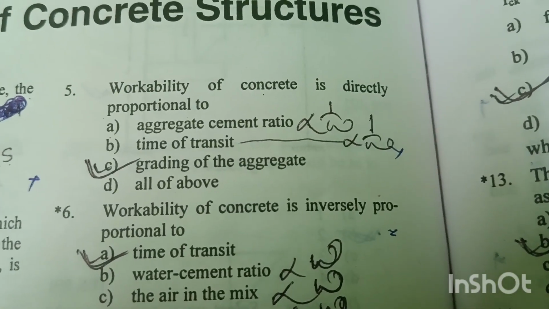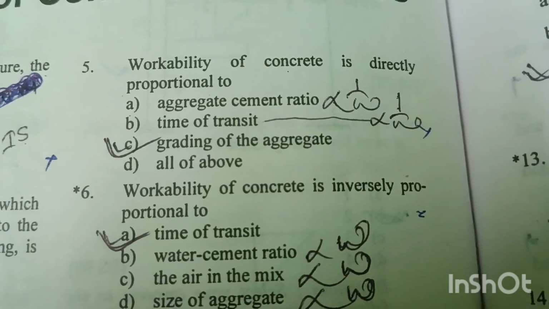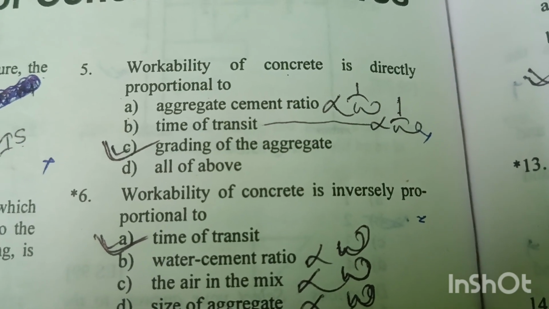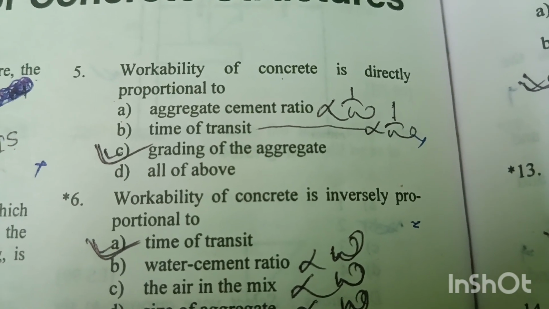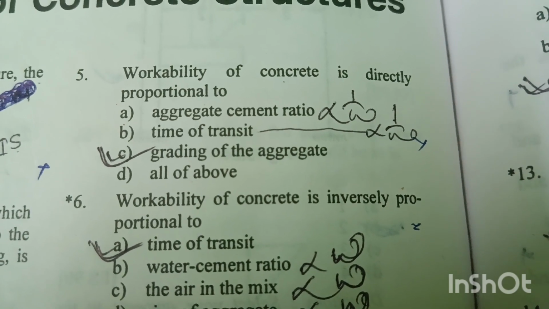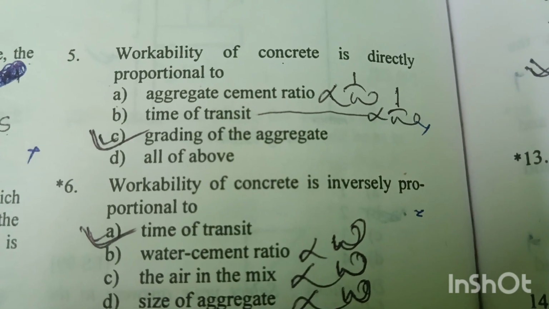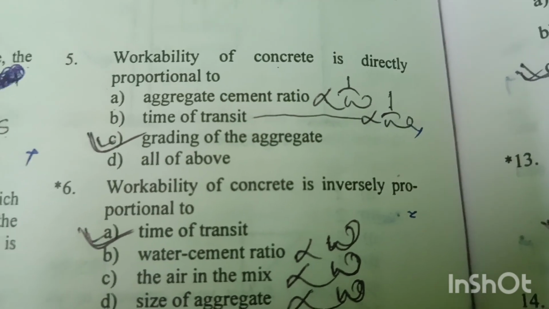Question number 5. Workability of concrete is directly proportional to the grading of the aggregate. Option C is the right answer, because if the aggregates are well graded in the concrete mix, then the workability of the concrete will be more.